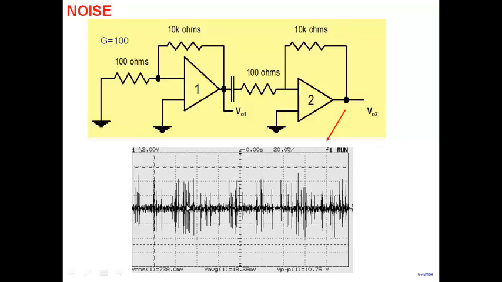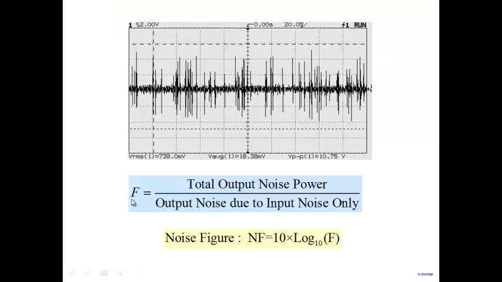As I said, there are many ways of quantifying noise. One way is input referred noise voltage. Another way that people talk about is in terms of noise factor and noise figure. Now, what is noise factor? Noise factor is total output noise power divided by output noise due to input noise only. Now, what do we mean by that?